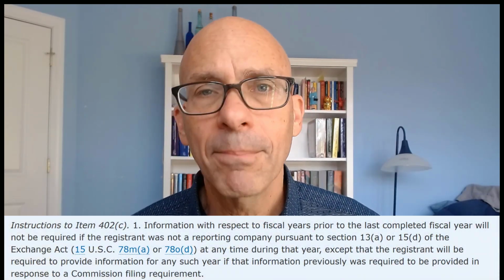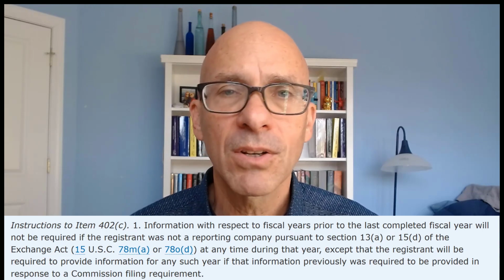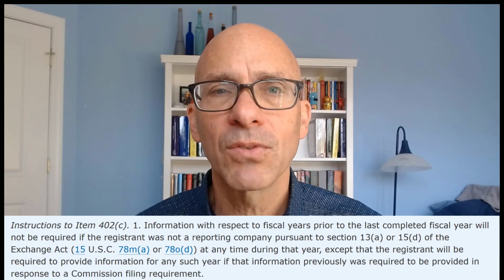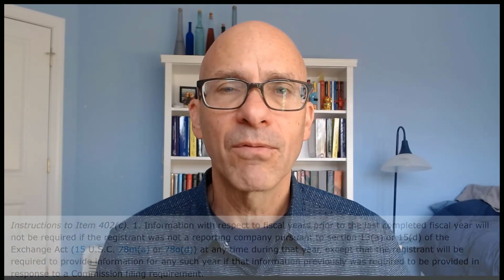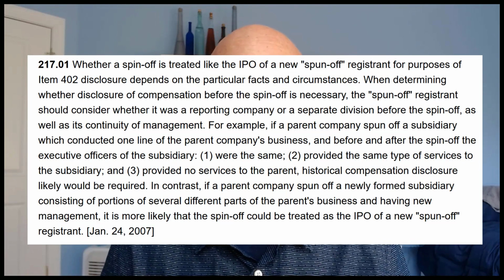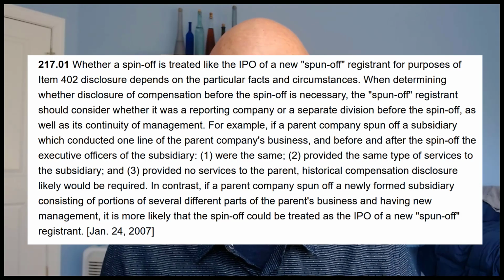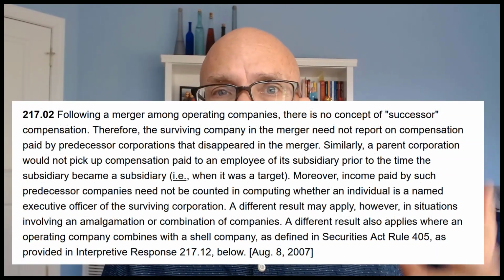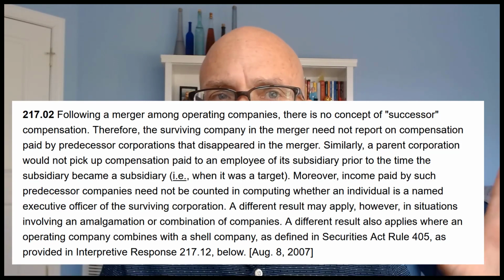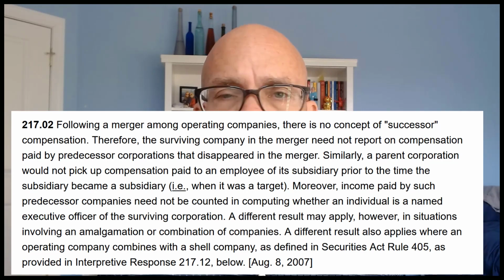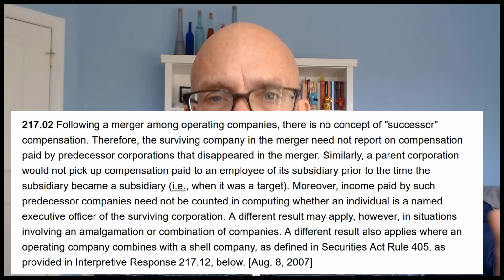If you're a newly public company and it's your first year of reporting under the Exchange Act, you're going to just include the last fiscal year in your table in most cases. That's instruction 1 to item 402C. A spinoff may or may not be treated like a company that just had an IPO. It's going to depend on some circumstances according to this CorpFin staff interpretation. And then under this CorpFin staff interpretation for mergers, there's no concept of successor compensation. So the surviving company in a merger need not report on the compensation paid by the predecessor companies, the targets that disappeared in the merger.